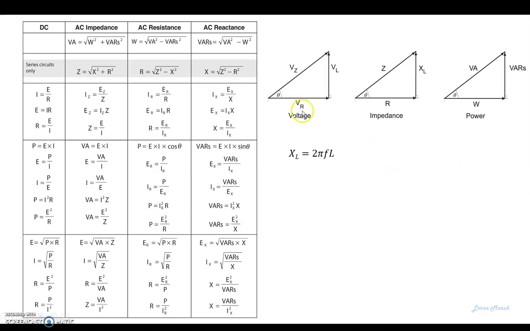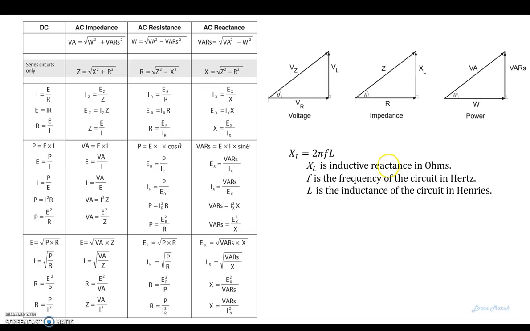How do we get reactance? We can use a formula. XL equals 2 pi FL. And XL in this case is inductive reactance in ohms, not to be confused with inductance, which is henries. F is the frequency of the circuit in hertz. So if it's a 60 hertz circuit, we'll use 60 hertz. And of course, L is the inductance of the circuit in henries. Multiply those together with the values, we can figure out our XL.